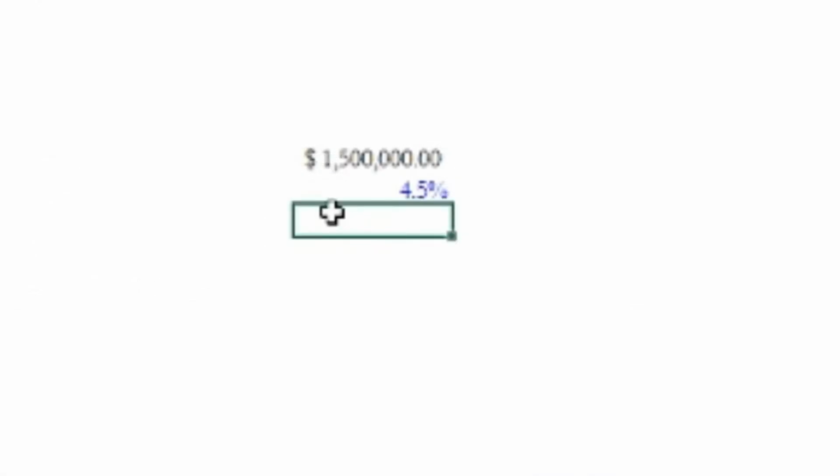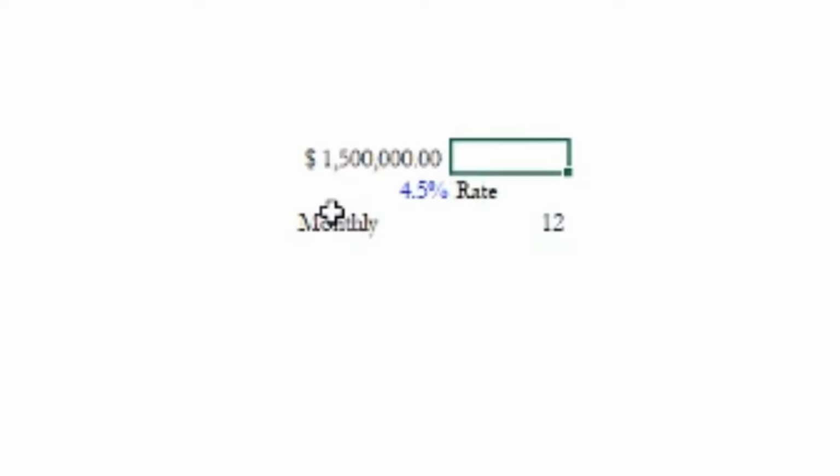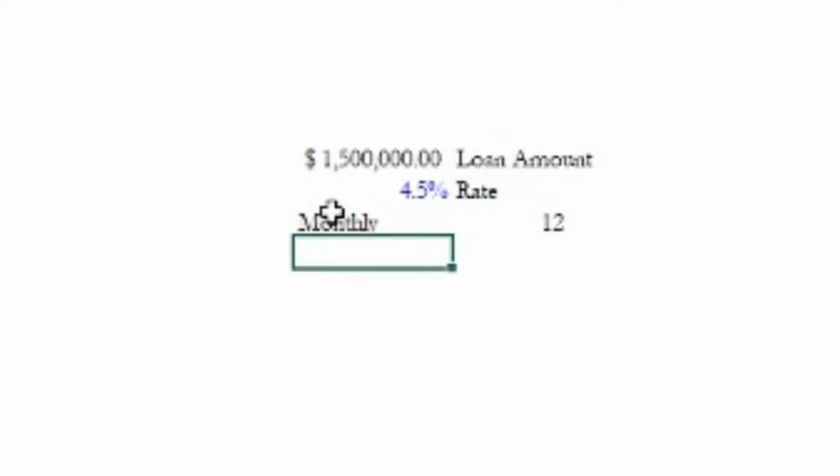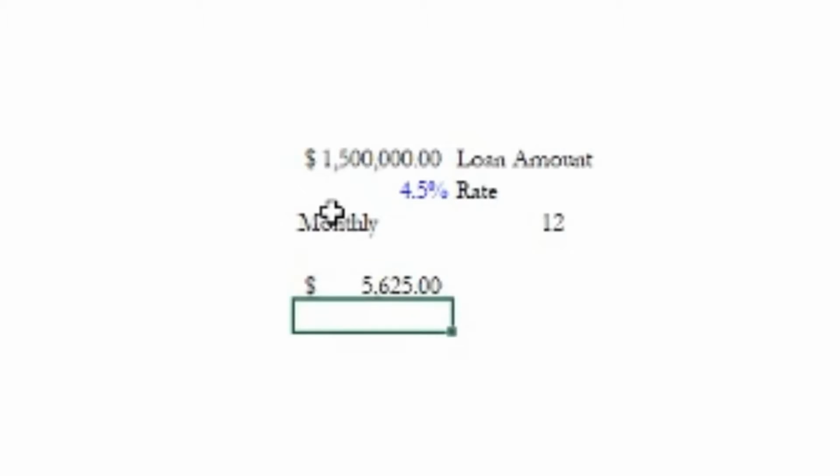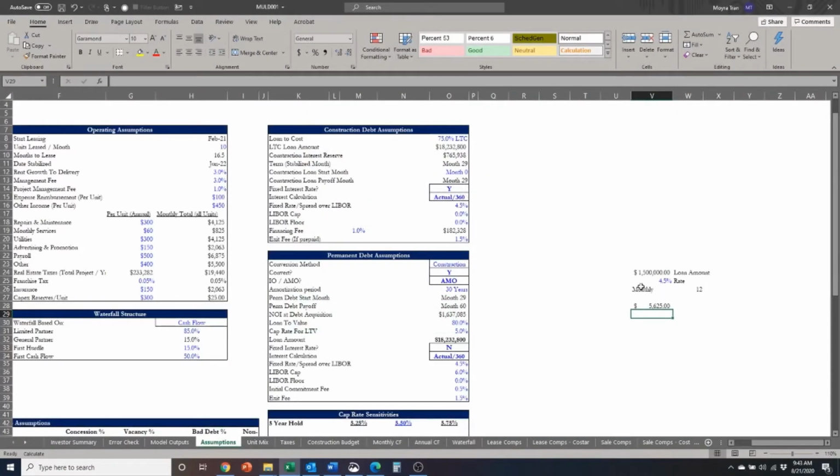Let's say that the time would be monthly. We want to pay this monthly, and by paying it monthly, this would be in 12-month increments, so we'll just put 12 there. This is the rate, and this is the loan amount. In order to find the interest, we would take the loan amount, multiply it by the interest rate, and divide by 12 because we're doing monthly periods. And so your interest would be $5,625 over a 12-month period.